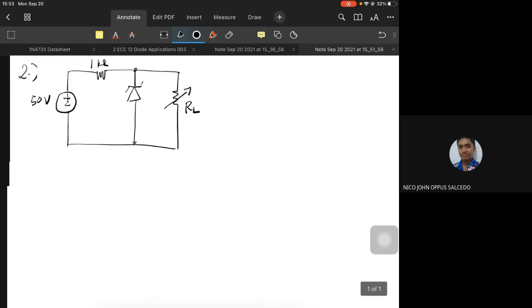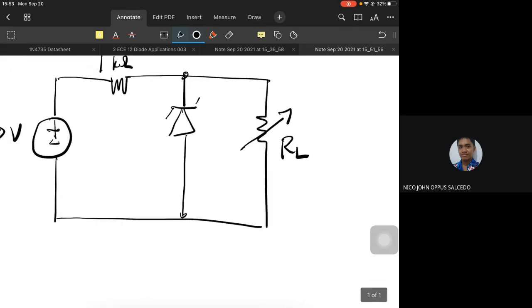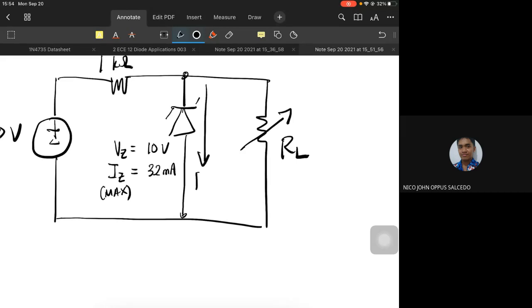Having these ratings, characteristics, VZ is 10 volts and IZ is 32 milliamperes. So, maximum na siya, meaning this is its rating. Pwede mo greater than 32 milliamperes ang IZ. Ang actual IZ.